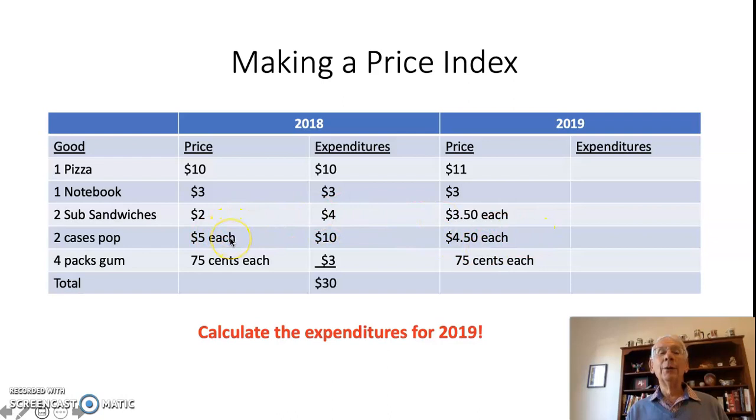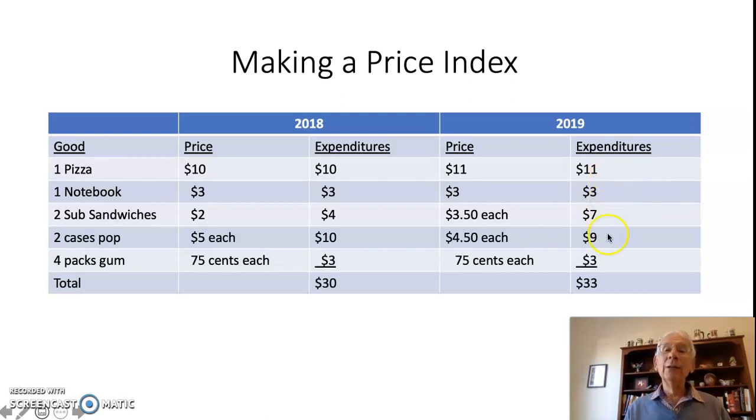So here our pop went down from $5 a case to $4.50. And we'll have the price of gum stay at 75 cents. So what I want you to do now, you might want to pause right here and get your calculator and calculate what the basket of goods, what the expenditures were, what did it cost to buy this in 2019. So grab your calculator, pause, and I'll pick this up in just a second.